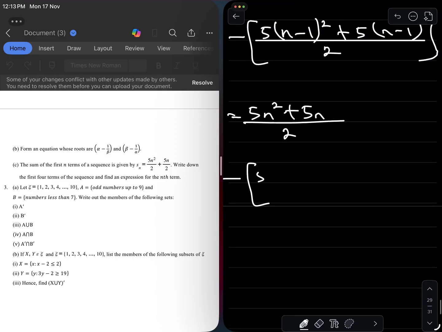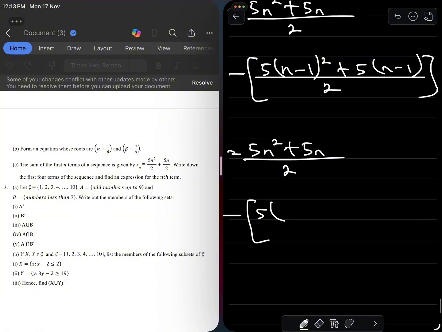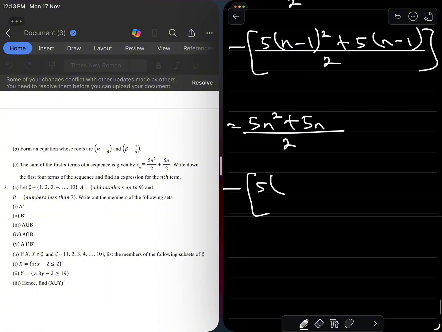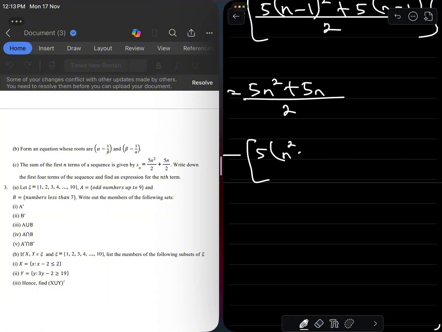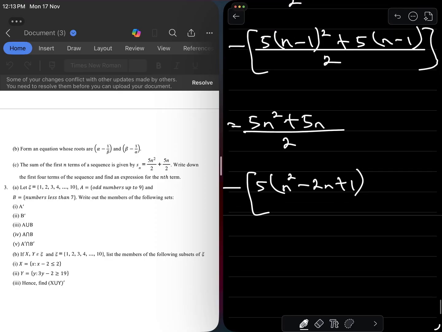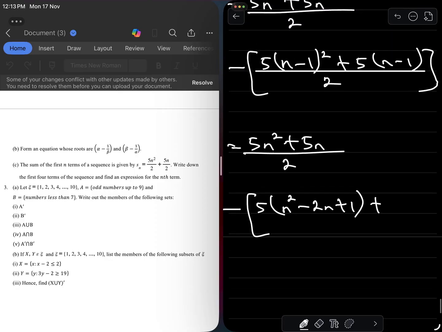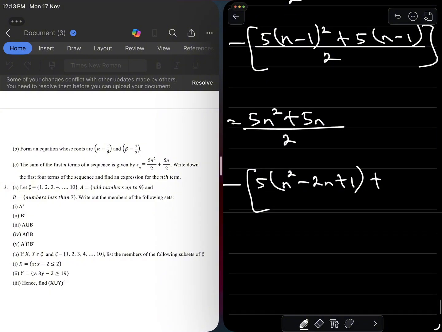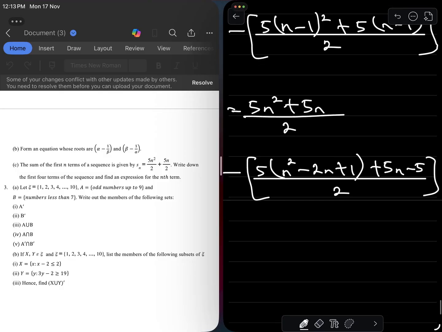Let's square n minus 1. The square of n minus 1, if you work it out, is the same as n squared minus 2n plus 1, plus, we can open the brackets here, 5 into bracket n minus 1 is the same as 5n minus 5. And the whole of that all over 2.